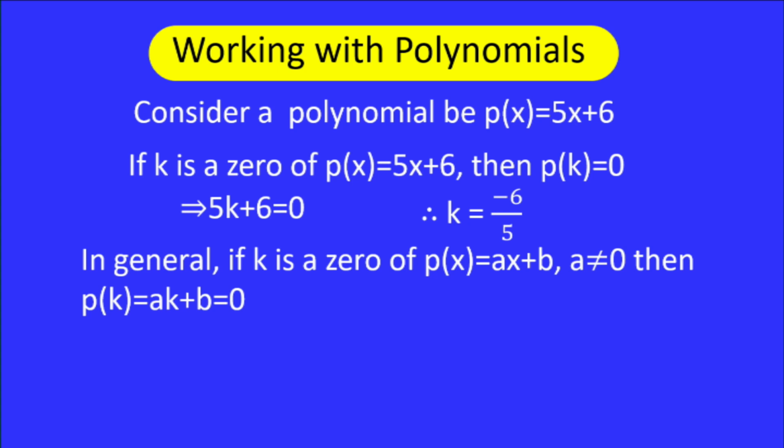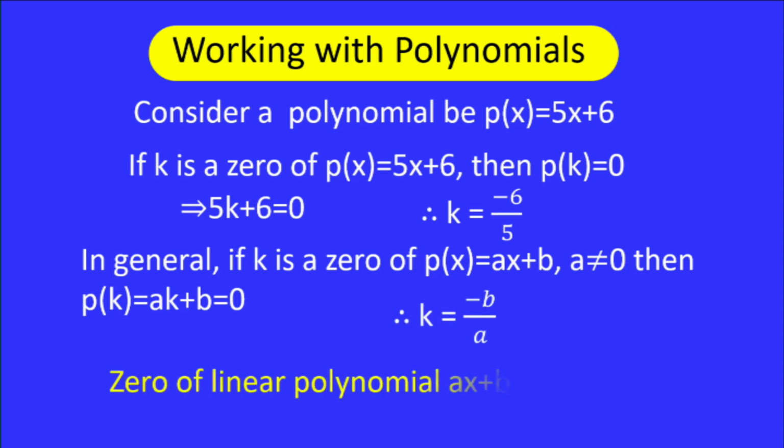In general, if k is a zero of p of x is equal to ax plus b, where a is not equal to 0, then ak plus b is equal to 0. Then by transposing, we get k is equal to minus b by a. In general, the zero of any linear polynomial of the form ax plus b is minus b by a. This is the general form of a linear polynomial and its zero.